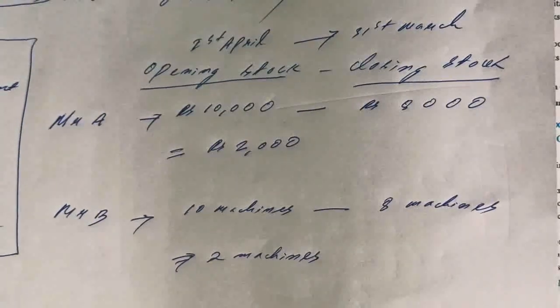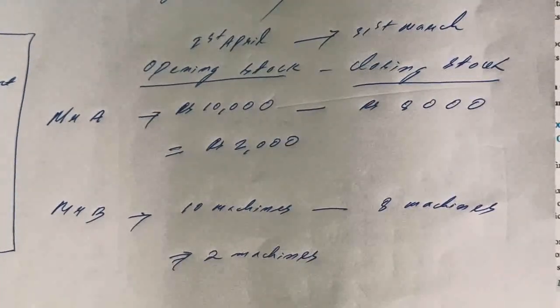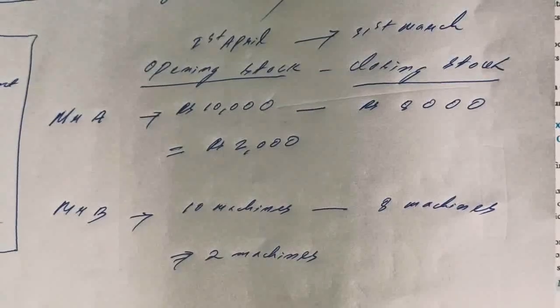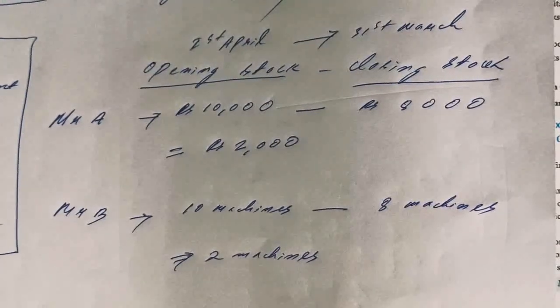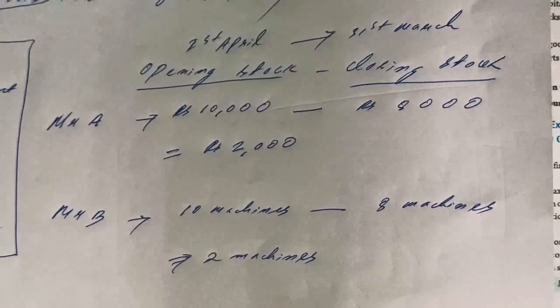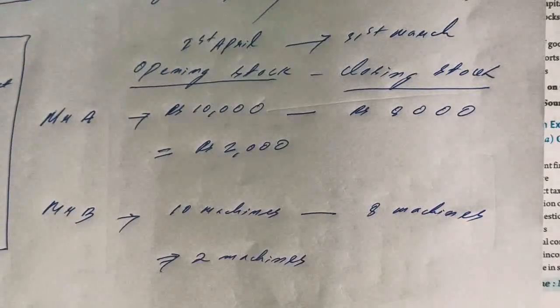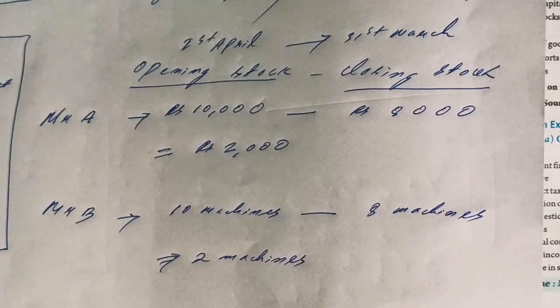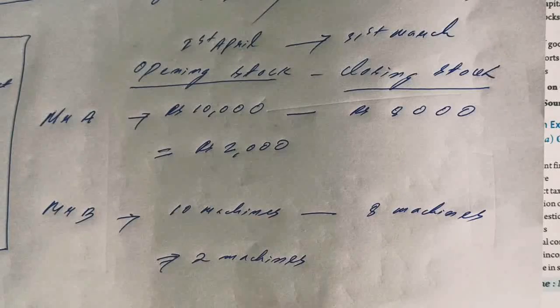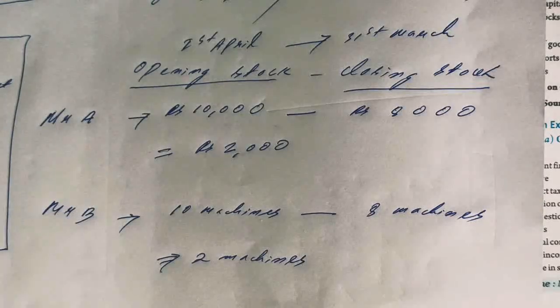Now, when we say opening stock, it usually means the beginning of our financial year, that is 1st April, and closing stock is usually the ending of our financial year, that is 31st March. So in order to measure anything, we usually take our opening financial year and closing financial year.